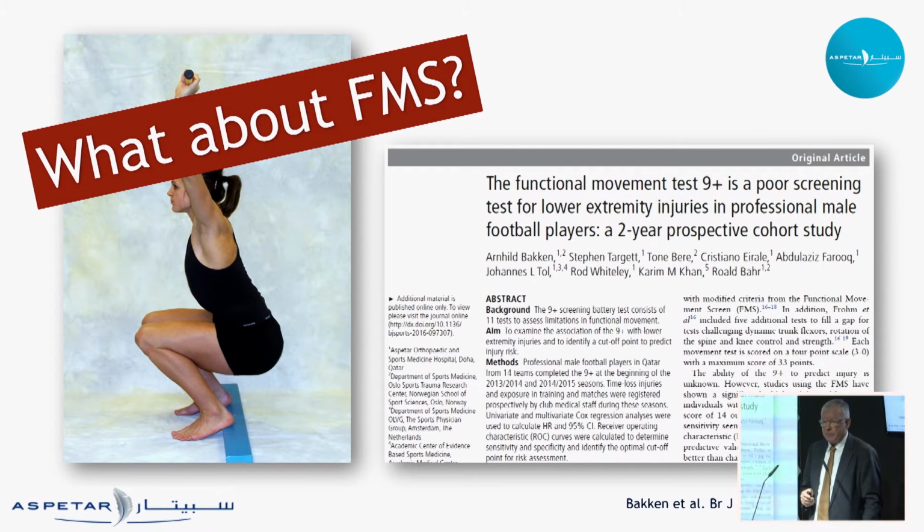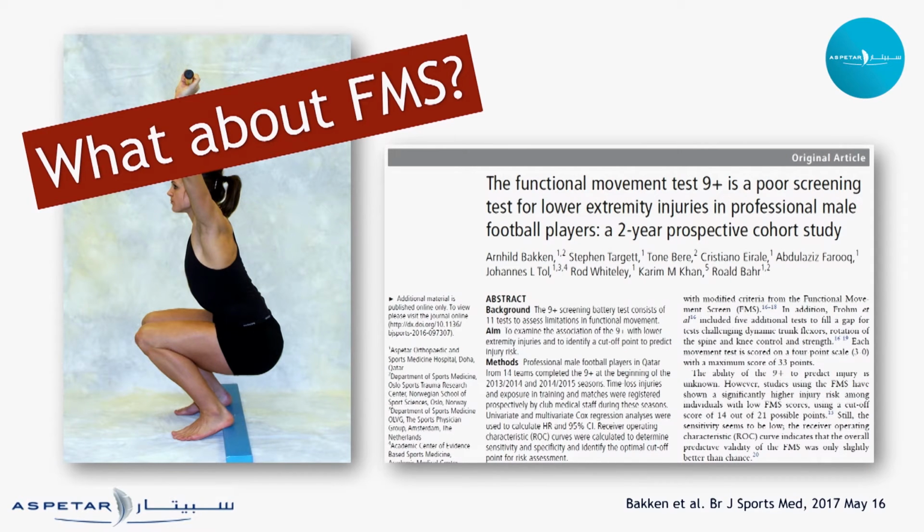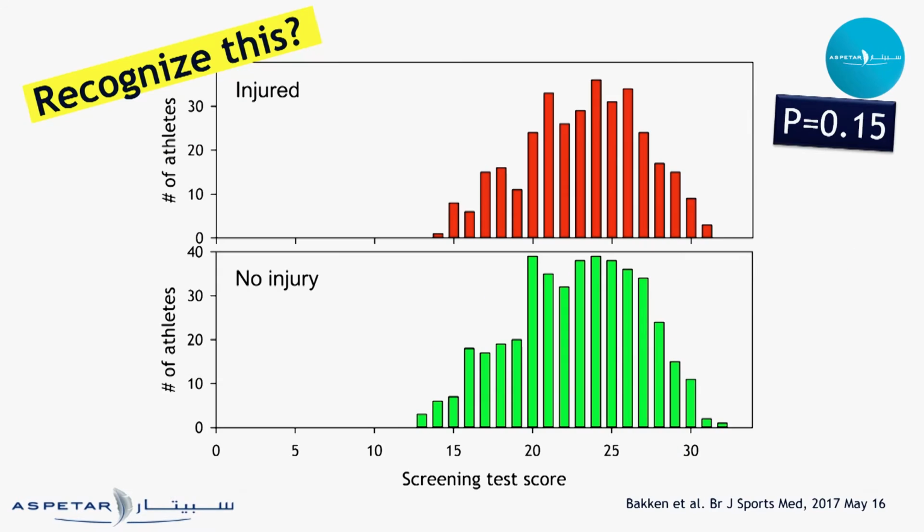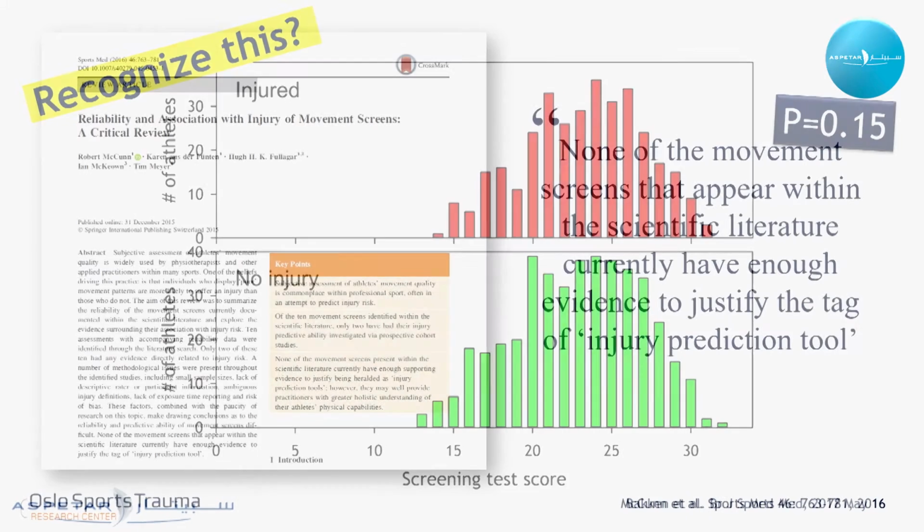So this is a paper that came out of this institution at Aspetar, where we tested all the professional players in the QSL, the Professional Football League in Qatar, and these were the results. You recognize this? So that was the first figure I showed you. So basically, it did not work, it cannot work as a screening test.